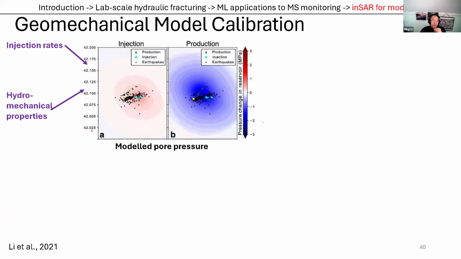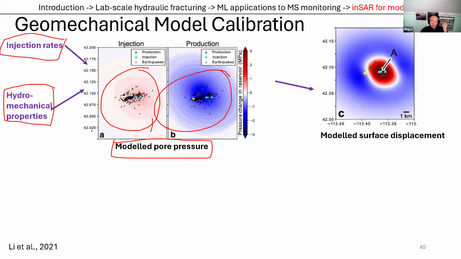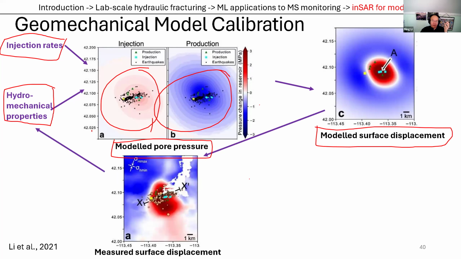We have the injection rates, or at least a sense of what the injection rates are from public data, and we have a set of hydromechanical properties, permeability, stiffness, compressibility, that ideally we want to calibrate, right? So from that, we can go to a model pore pressure field, which is shown for the injection here and the production here. And from this pore pressure distribution, we can reach a modeled surface displacement, right? We can predict the surface displacement given this pore pressure and poroelastic model. And then we can compare that to what we actually measure using InSAR, right?